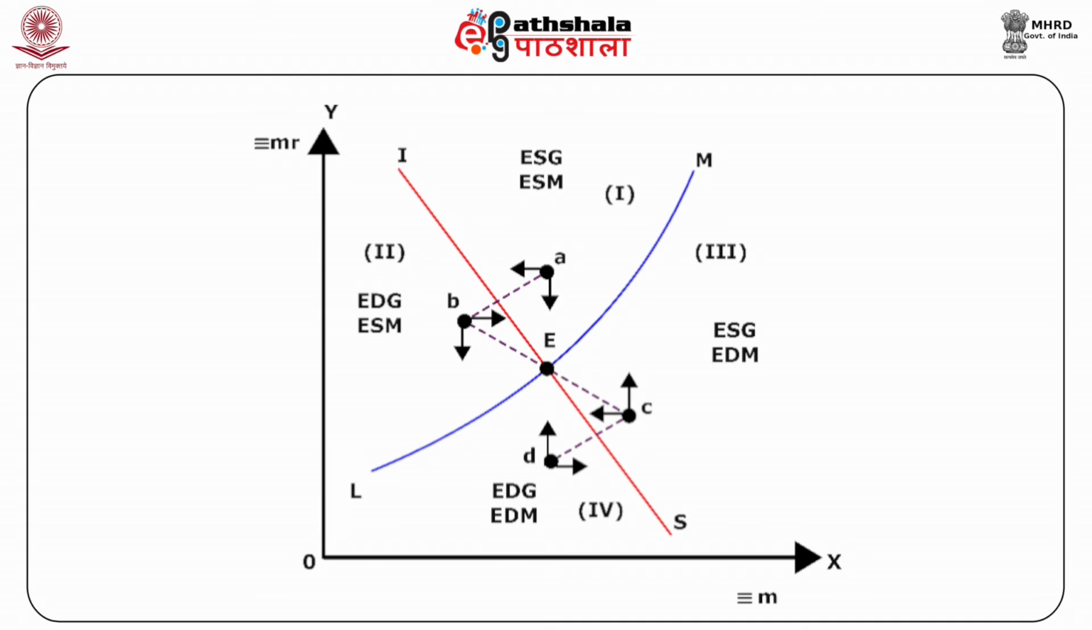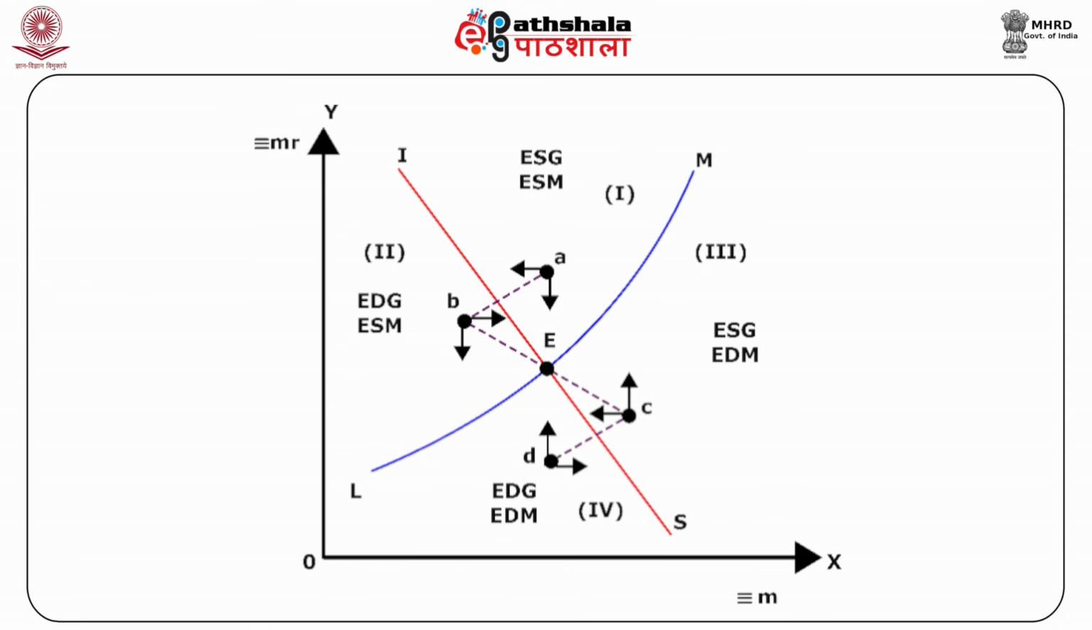Similarly, at point B, we have written EDG and ESM. EDG refers to excess demand in the goods market and ESM refers to excess supply in the money market, and so on. We could look at the other points, that is D and C also. There are respective arrows which tell us the direction in which that particular market will move.